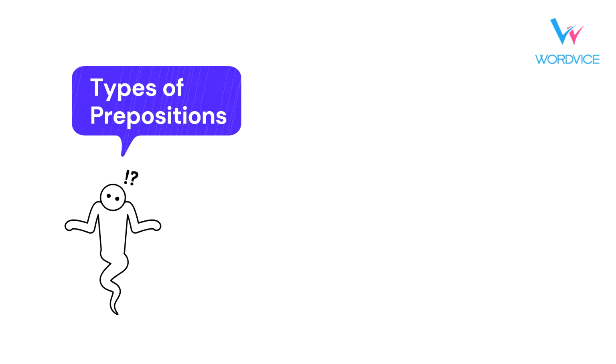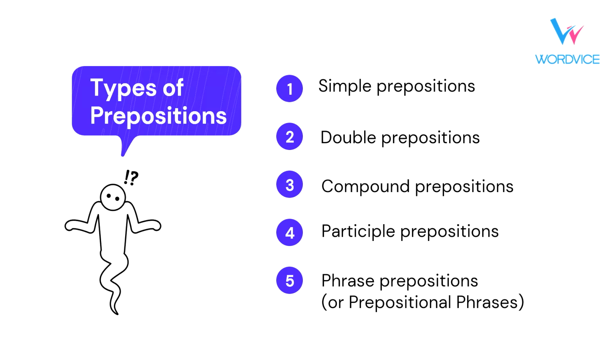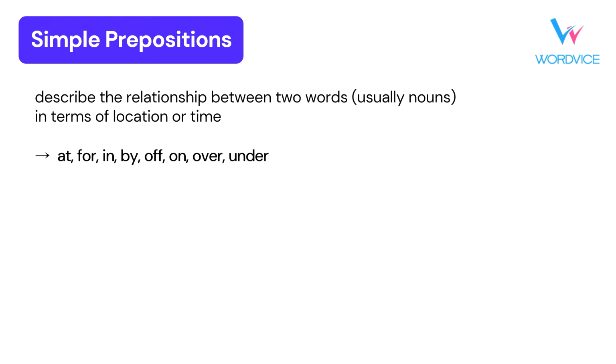Prepositions play an important role in academic writing and serve many purposes in describing the relationship of materials, subjects, and methods to how your study was conducted and analyzed. The preposition types we will examine in this video are simple prepositions, double prepositions, compound prepositions, participle prepositions, and phrase prepositions, or prepositional phrases. Simple prepositions describe the relationship between two words, usually nouns, in terms of location or time.